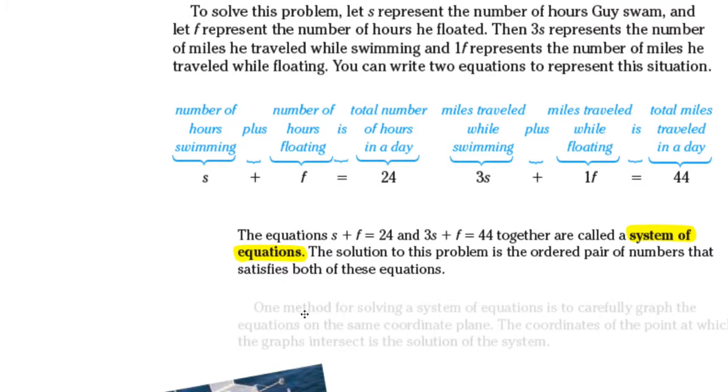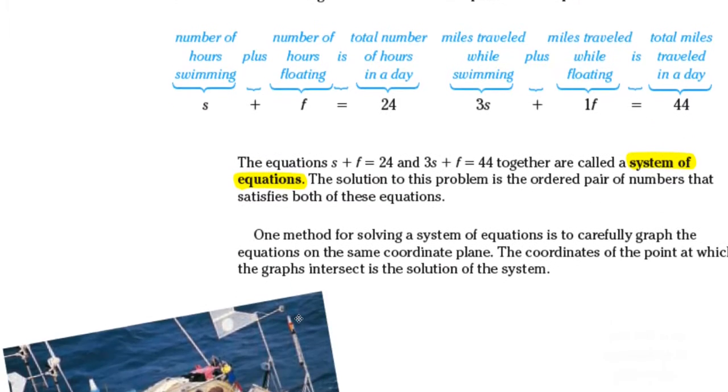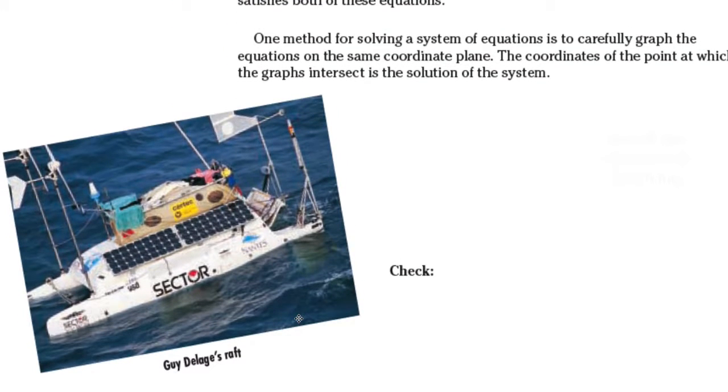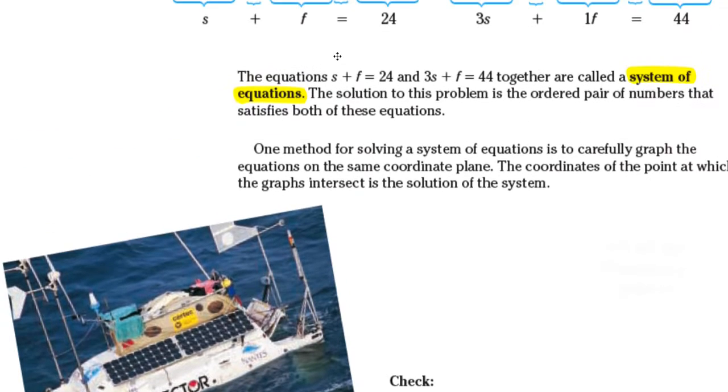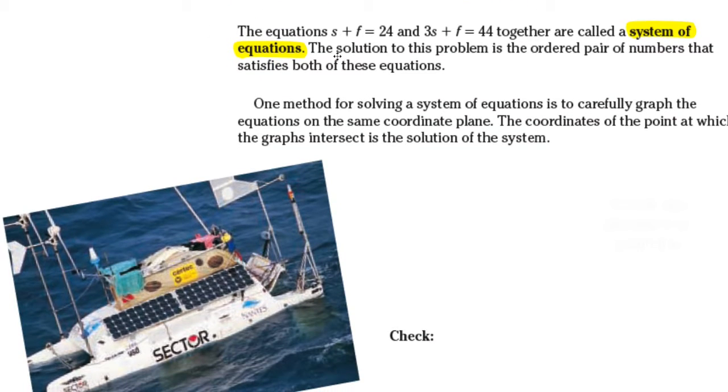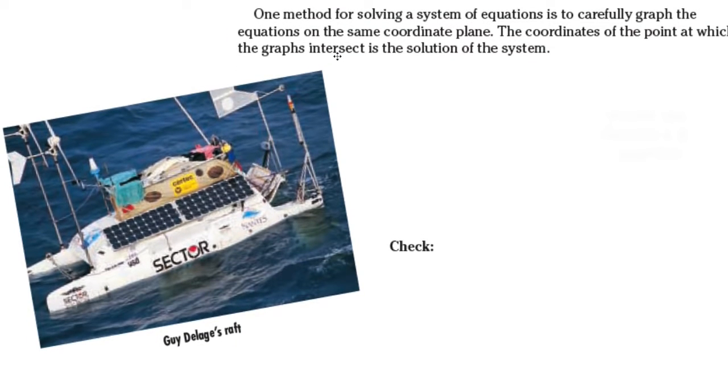One method for solving a system of equations is to carefully graph the equations on the same coordinate plane. The coordinates of the point at which the graphs intersect is the solution of the system. So we need to graph both of them, and then after graphing both equations, where they intersect will be the solution of the system.